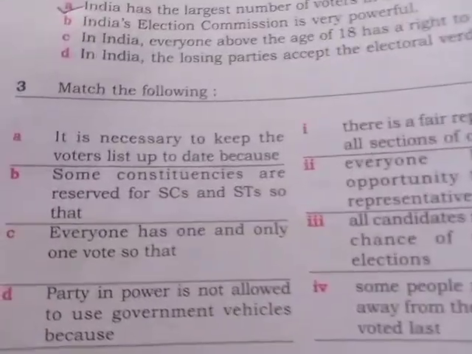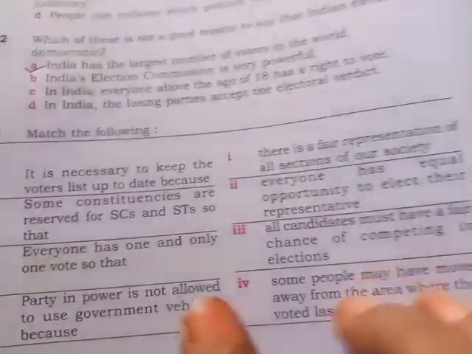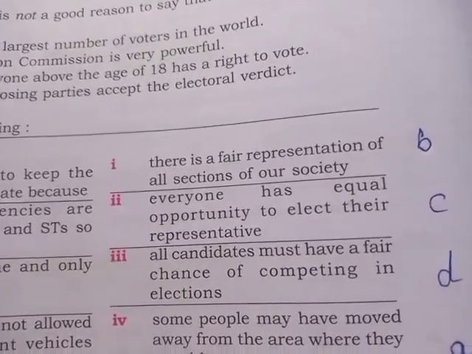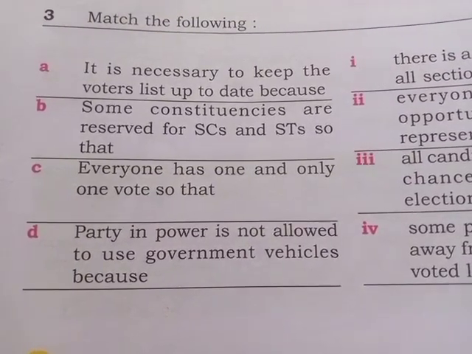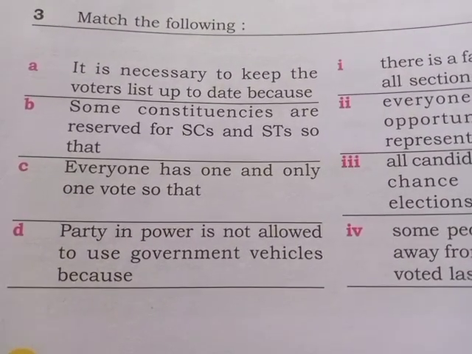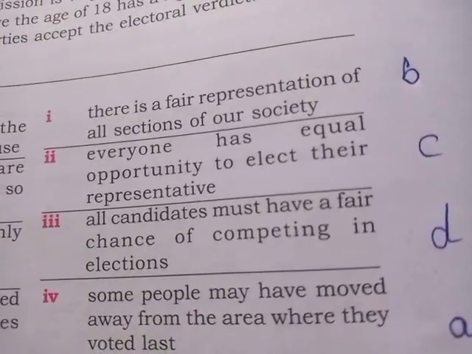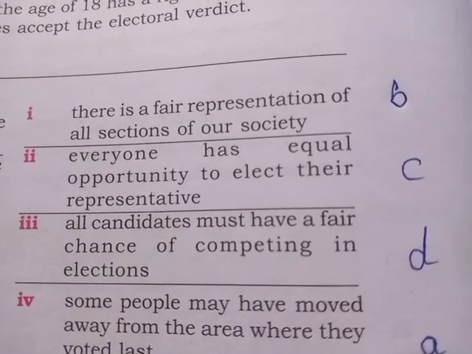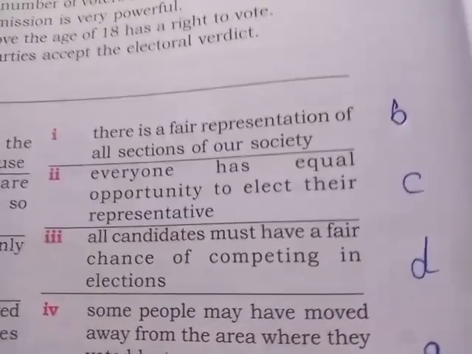C. Everyone has one and only one vote so that. Answer C. Everyone has equal opportunity to elect their representative. D. Party in power is not allowed to use government vehicles because. Answer B. All candidates must have a fair chance of competing in elections.